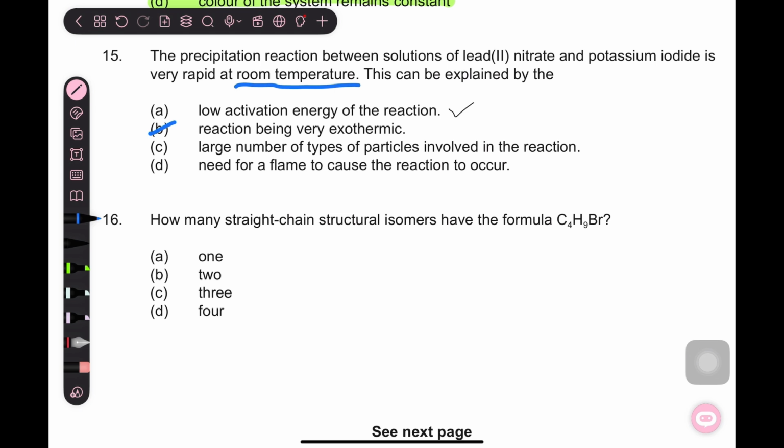C, a large number of types of particles are involved in the reaction. I will just cross this one out. It's not really saying too much there. And then D, the need for a flame to cause the reaction to occur. Once again, this is just kind of a bit out there. It's talking about why it's rapid at room temperature. We don't need to introduce a flame. So therefore we can determine that part A is right.